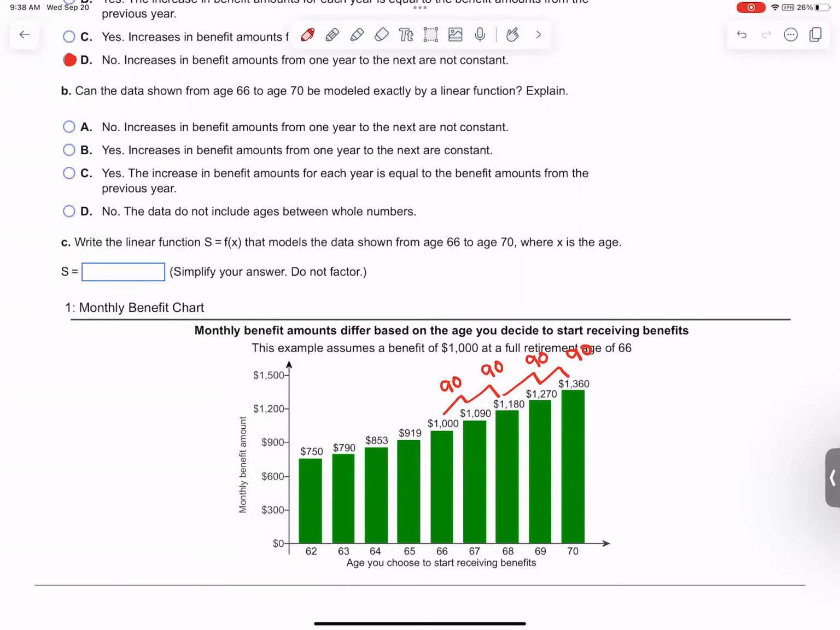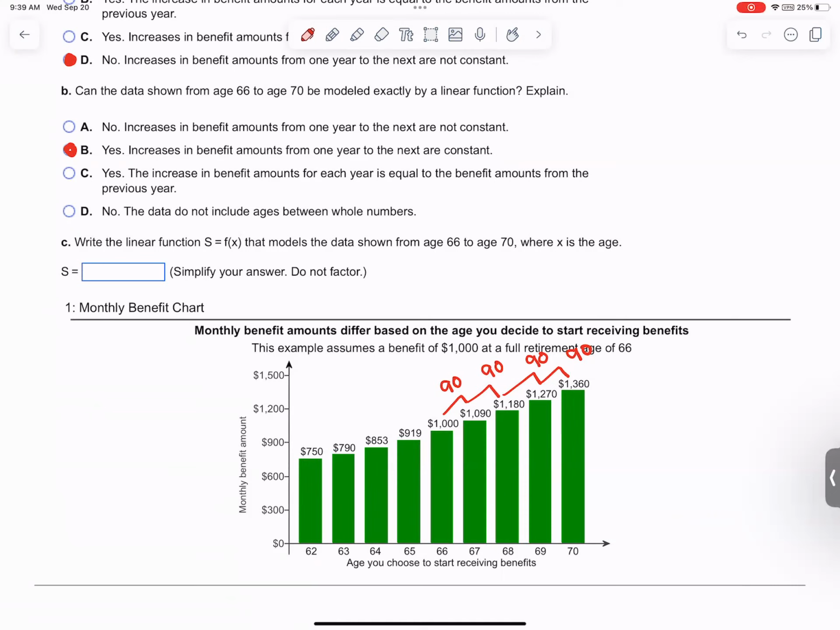So we got two yeses, right? It's either B or C. Yes, increases in benefit amounts from year to year are constant. There you go. Yes, the increase in benefit amounts for each year is equal to the, no, it's B.